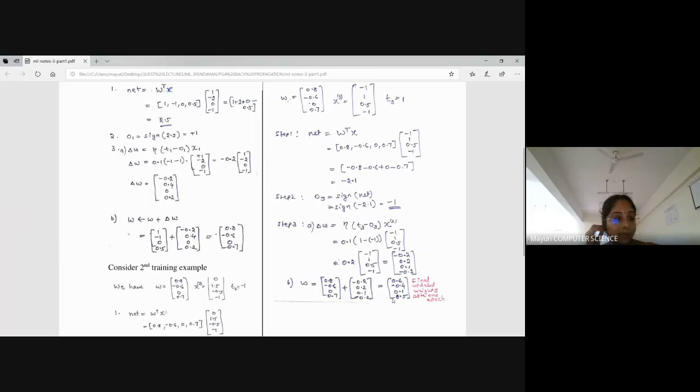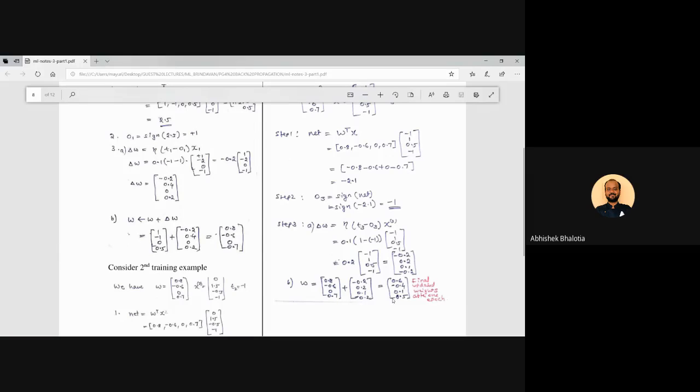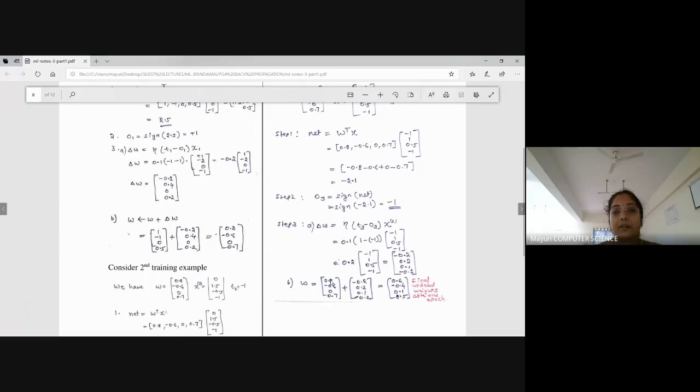Is there any doubt in the perceptron training rule? No, ma'am. See, for any algorithm which you have in your machine learning portion, definitely you will get a problem out of that. I cannot assure that all the algorithms will have problems in the VTU question paper, but when you are studying an algorithm, also focus on the problem point of view. We don't know whether they may ask you the algorithm or a problem based on it, so you should know how to apply the algorithm on the data given to you.